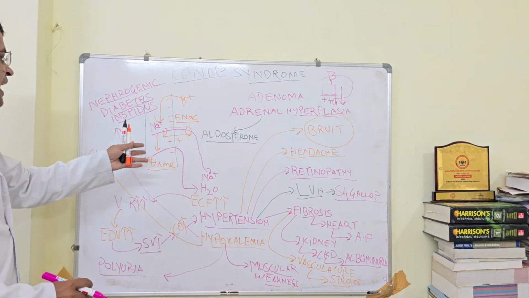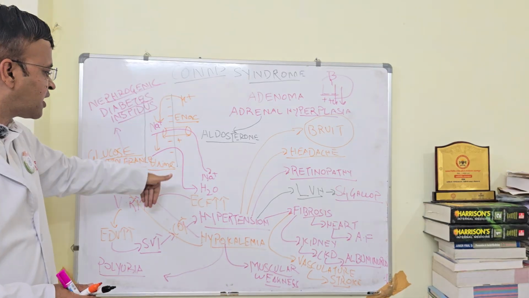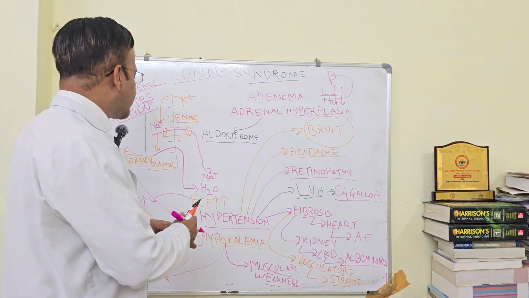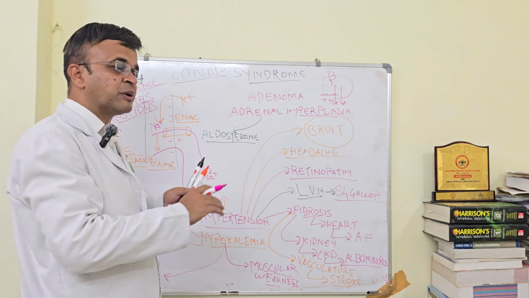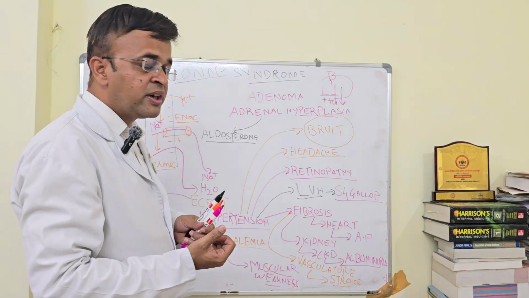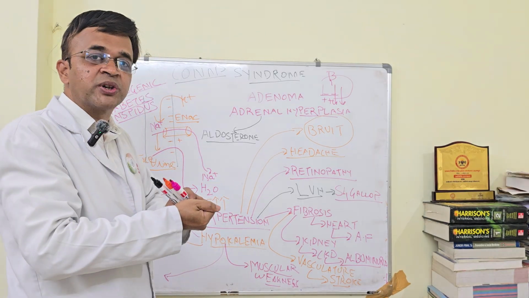Now, what else can happen in Conn syndrome? Hypokalemia. All that potassium is going outside. So, hypokalemia. But what will the body do? The body will try to preserve this potassium. This potassium is a very precious ion for the body. So the body will try to preserve it. It will try to reabsorb this potassium.